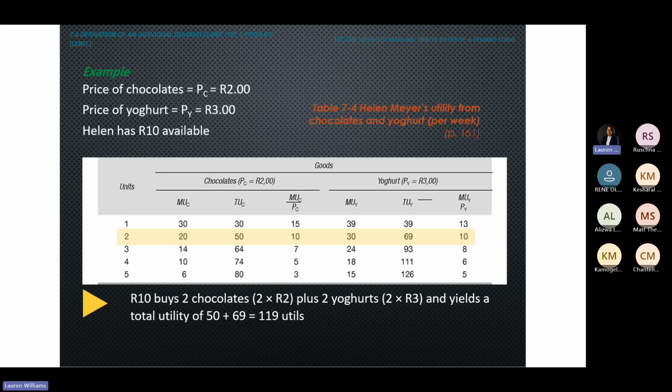10 is luckily 2 and 2. So it's 2 units of chocolate, that's 4 Rand, plus 2 units of yogurt, that's 6 Rand, because 2 times 3 gives you 6. Total 10 Rand. Bob's your uncle. She's sticking within her budget and she's maximizing her level of satisfaction. So the main aim here is, one, you are sticking within the consumer's budget, and two, you're still maximizing your level of satisfaction.